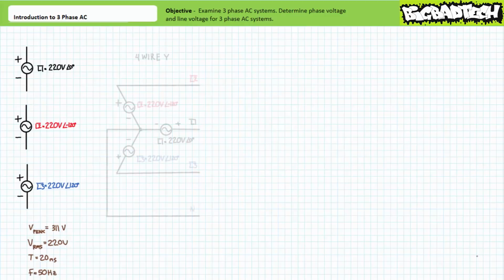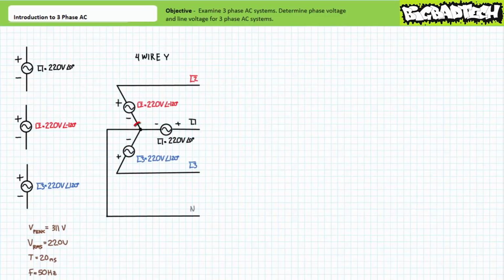Allow me to demonstrate. A Wye configuration pools the assumed negative ends of the windings in a conjoined central node I'll call N for neutral. If three lines lead from this configuration and the central N node is accessible via a fourth wire, this is known as a four-wire Wye configuration.